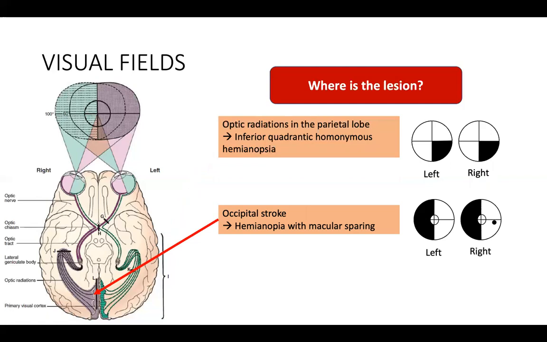Occlusion of the posterior cerebral artery supplying the occipital lobe is a common cause of total homonymous hemianopia. Some patients with hemianopia after occipital stroke have macular sparing because the macular representation at the tip of the occipital lobe is supplied by collaterals from the middle cerebral artery.